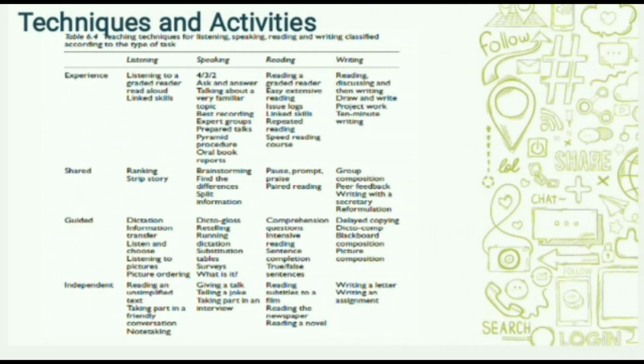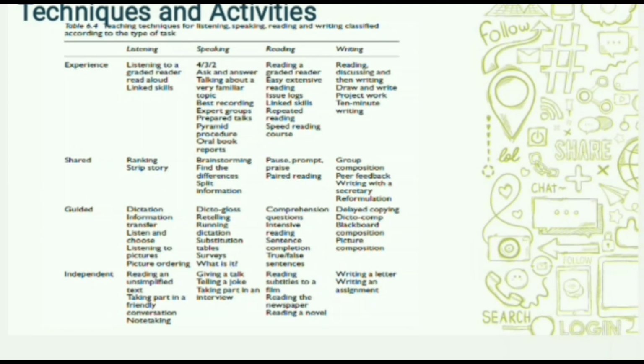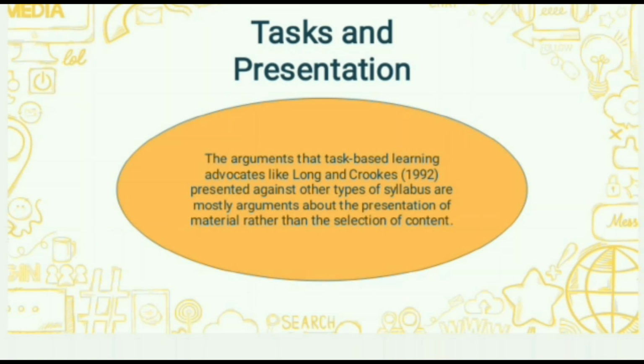Next, about techniques and activities. A large variety of techniques and activities can be drawn on when designing a lesson. This can be divided into four major types, and these are example techniques and activities. You can see a lot about task and presentation. The arguments that task-based learning advocates like Long and Crookes 1992 presented again. Other types of syllabus are mostly arguments about the presentation of material rather than the selection of content.